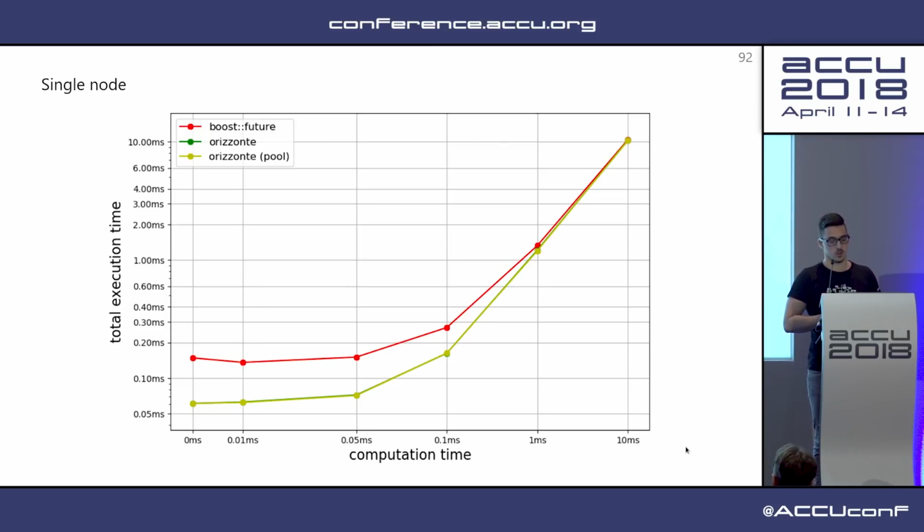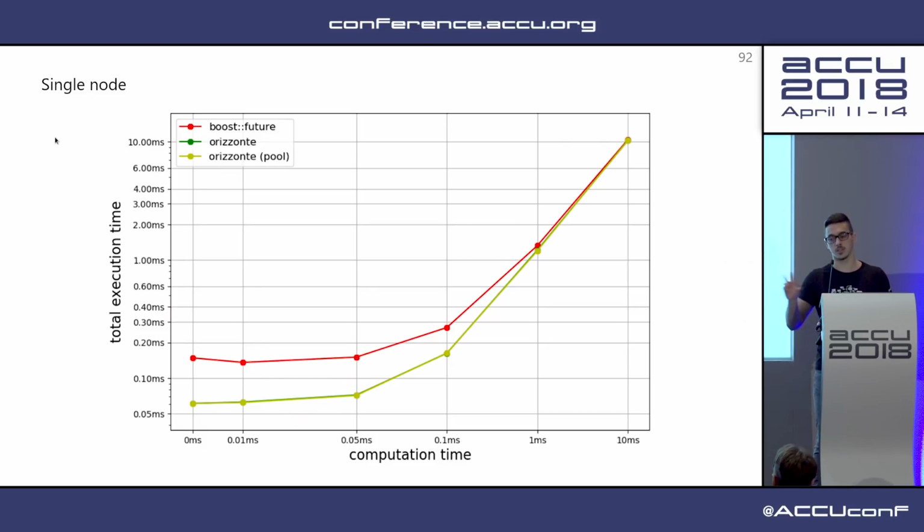As an example, if your IO-bound computation takes 10 milliseconds, then the difference is very, very small. So you won't likely benefit from this. The added complexity is not worth it. But it is worth it if your computation is very short-lived, because it can be twice as fast as Boost Future. This is the case of a single node.